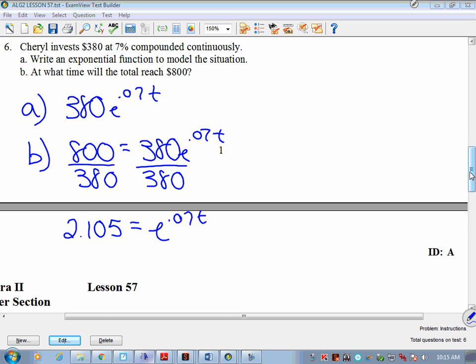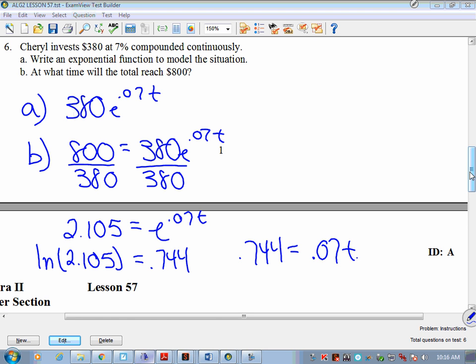Now, if you remember, we take the natural log of 2.105, and that's going to equal the exponential, what we're taking e to the power of. So that number will equal 0.07 times t. So the natural log of 2.105 is 0.744. So 0.744 equals 0.07 times t. The last thing we need to do is divide by 0.07 to find t.